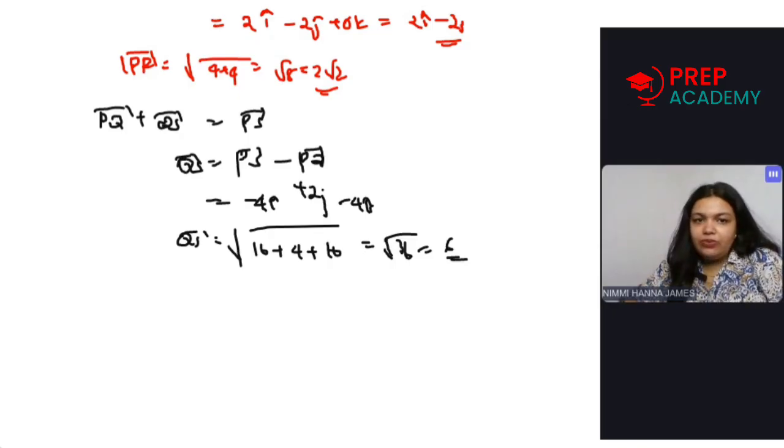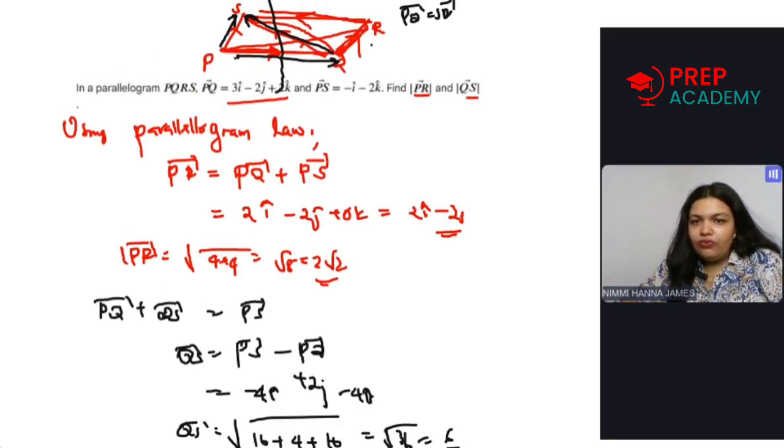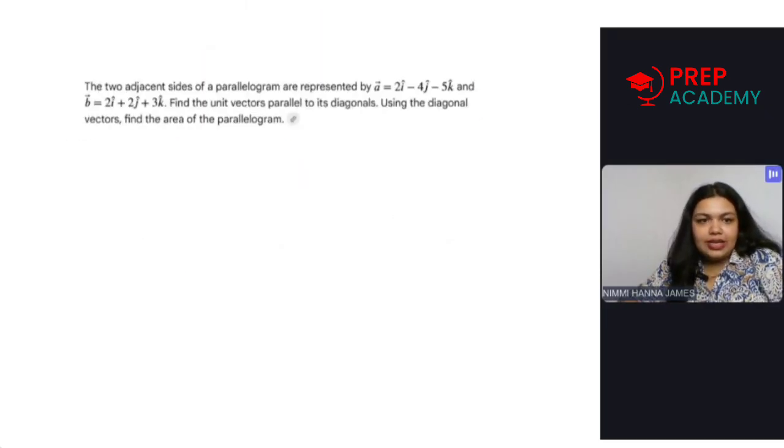We can also find it if we reverse the direction of SR. We have PQ is equal to SR. So if we want RS, RS is equal to minus of SR. We can do it that way also, so both of them are correct. What you have to be careful about is the direction. RS and SR are not the same. They are the negative of each other. That's it. So let's move on to the last question.